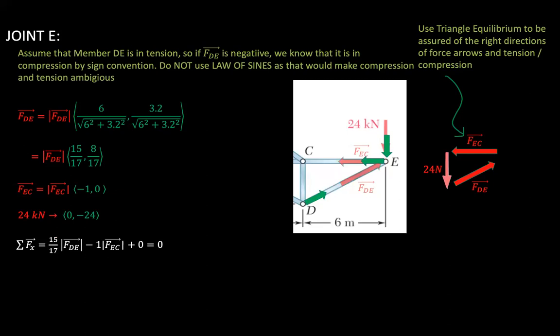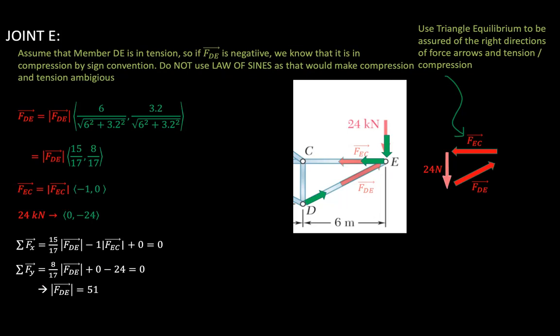The sum of the forces in the X direction is equal to 15/17 times the magnitude of FDE minus 1 times the magnitude of FEC plus 0, and that is all equal to 0 because this is in equilibrium. And the sum of the Y forces is equal to 8/17 times the magnitude of FDE plus 0 minus 24, and that is all equal to 0 because this whole structure is in equilibrium as well.